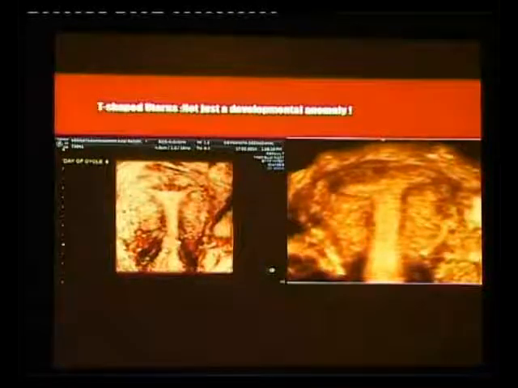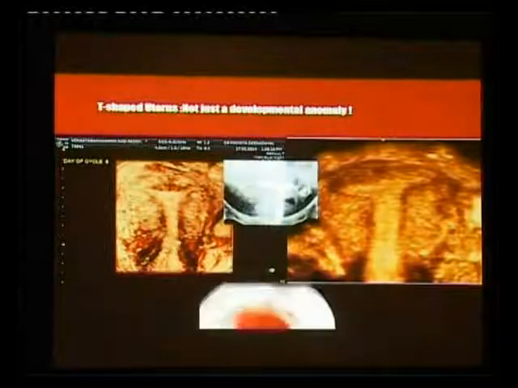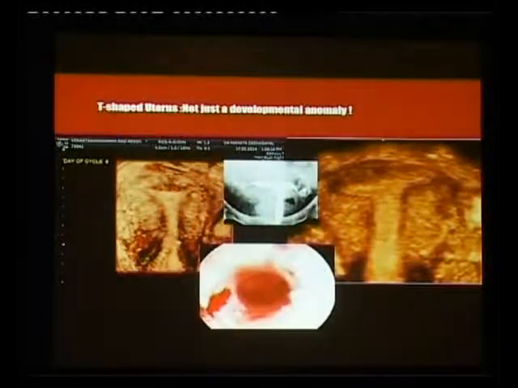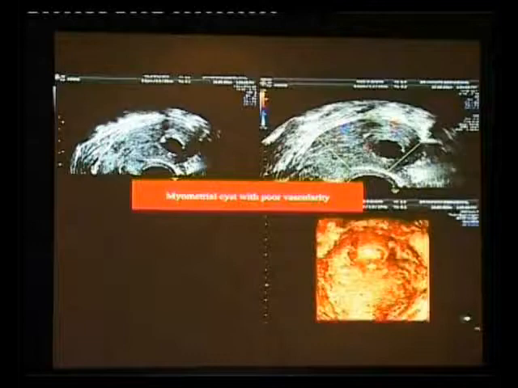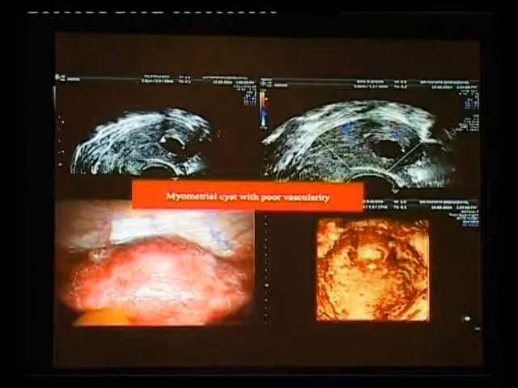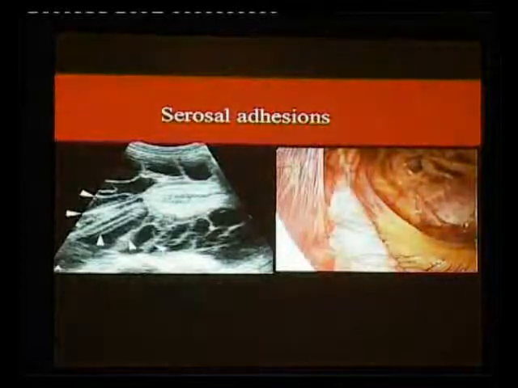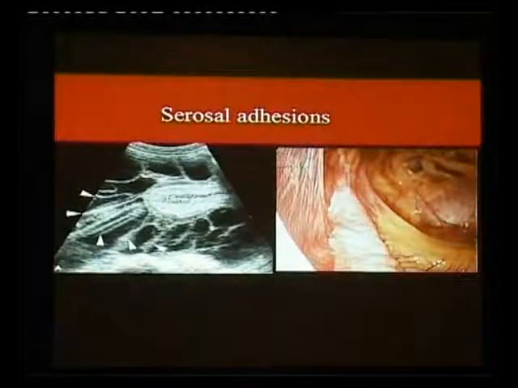A T-shaped uterus is not always a congenital anomaly like the DES exposure ones. We see it in tuberculosis as well, and these are some of the correlative pictures. A myometrial cyst is seen, but when you look at the vascularity, it is poor, and that's how you differentiate it from adenomyosis, and this is how it looks on laparoscopy. Serosal adhesions can also be seen. You can see both laparoscopic and ultrasound pictures.